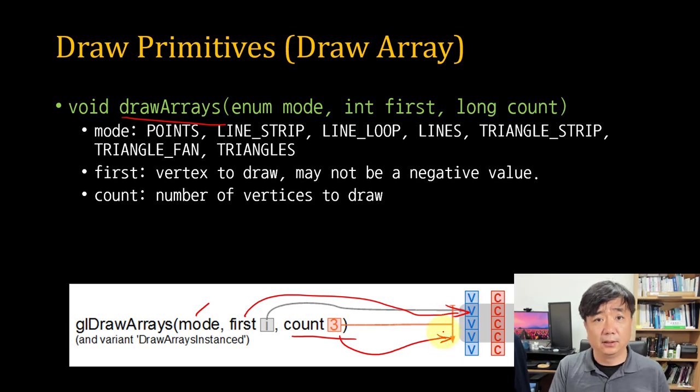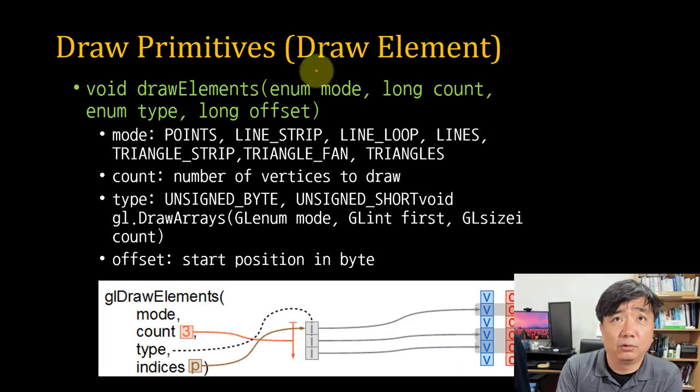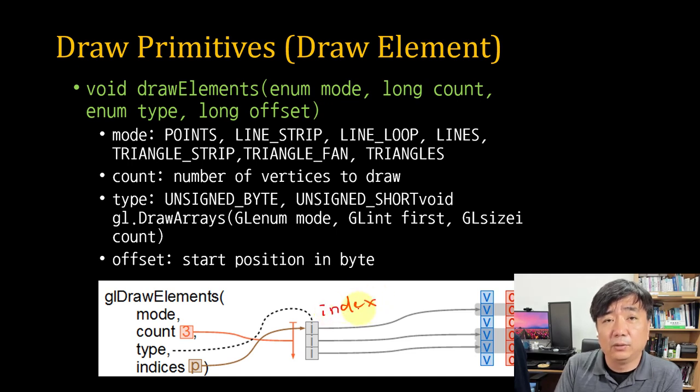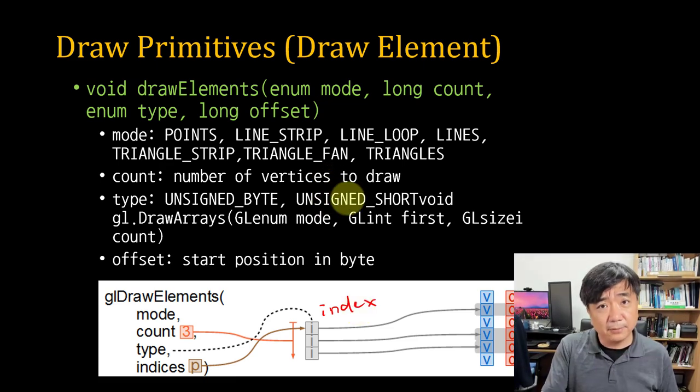Okay? And then, second thing, draw elements is somewhat different. Draw elements takes mode, count, type, and offset. It is very similar to draw arrays, but we can composite the vertexes with an index. So we make the element array to find out. Sometimes it is very useful.